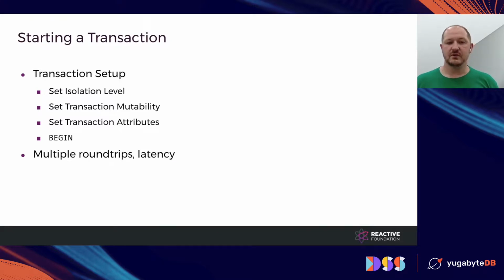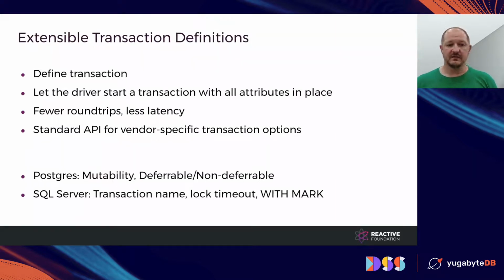And this is what extensible transaction definitions is about, that you specify how the transaction should look like, and then you send all this to your database within a single round trip. You define the transaction itself through an extensible interface. Depending on which features your driver supports, you can specify only a base set of these attributes or additional features that you might want to leverage from your driver. And then you call the begin method and simply go.